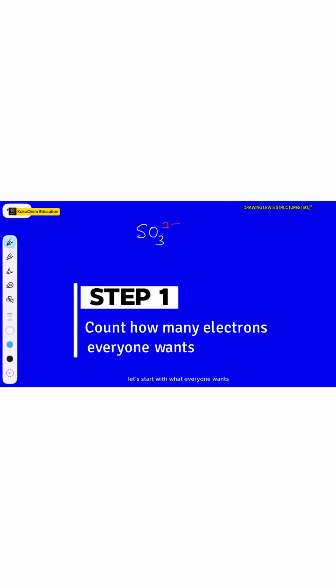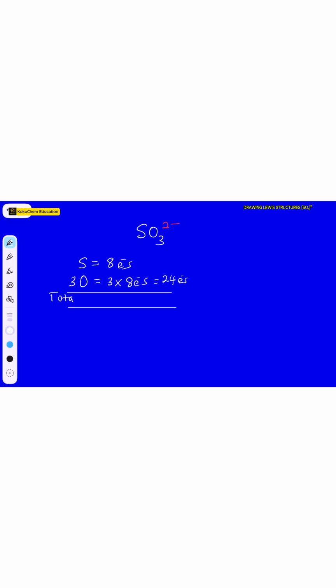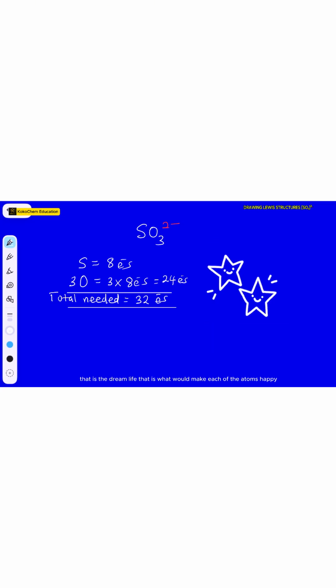Let's start with what everyone wants. Sulfur wants 8 electrons. Each oxygen wants 8 electrons. So we have 3 atoms of oxygen, so that will give you 3 times 8 electrons, which is 24 electrons. So the total number of electrons needed would be 8 plus 24, which gives you 32 electrons. That is the dream life. That is what would make each of the atoms happy.